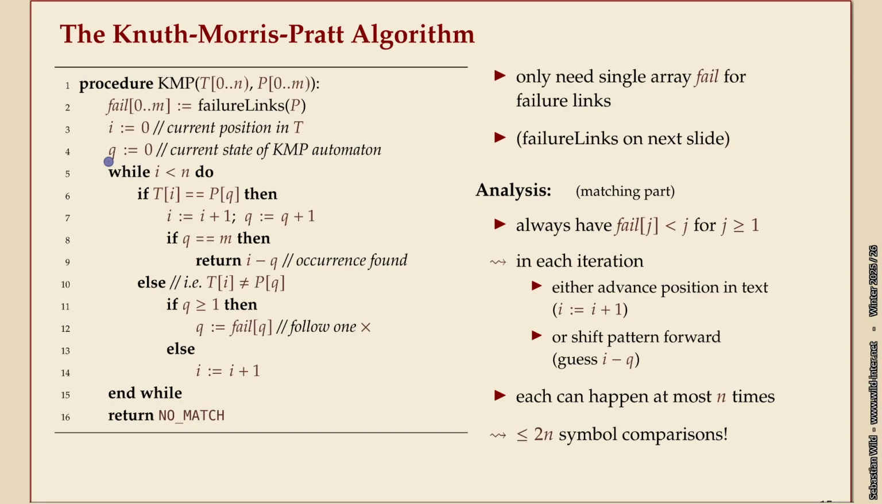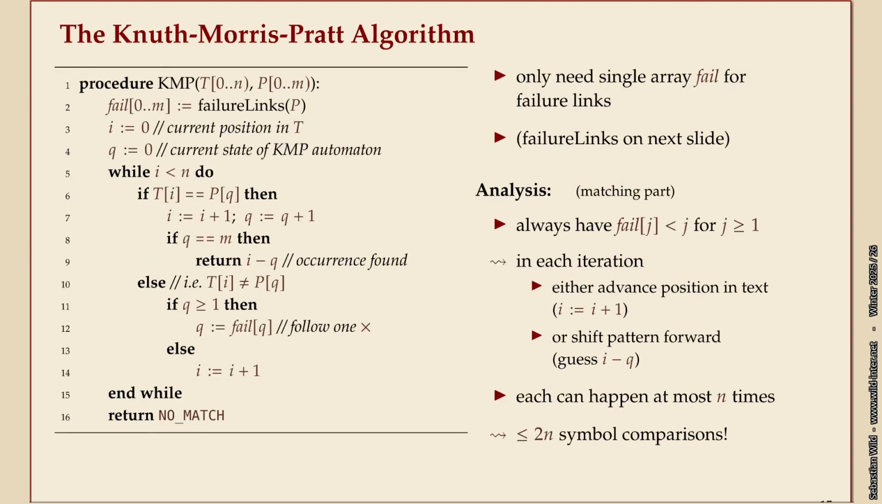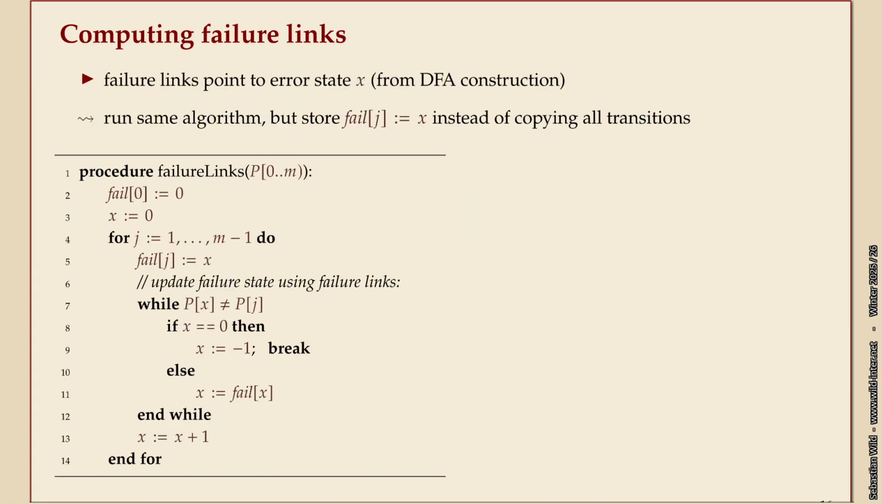So even though at first sight it maybe looks like it's slower, it isn't really. Only a factor 2. What's left out here is the computation of the failure links. That was just a call to this function with a forward reference. The algorithm here is very, very similar to the computation of this deterministic automaton.